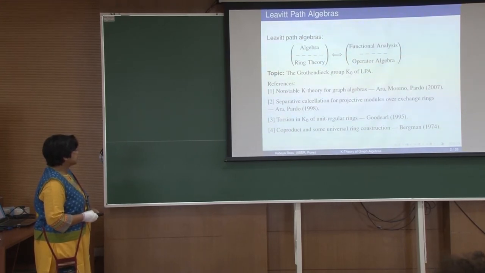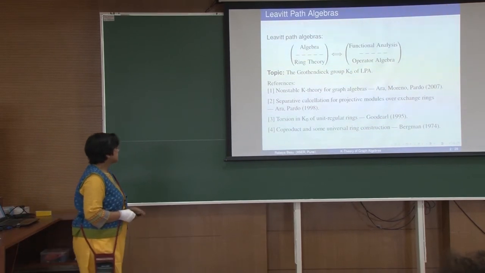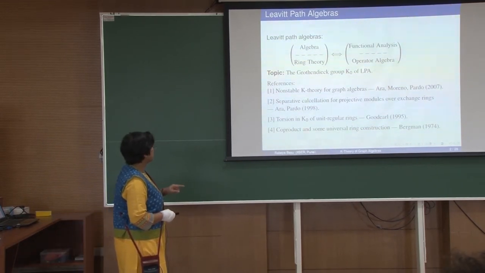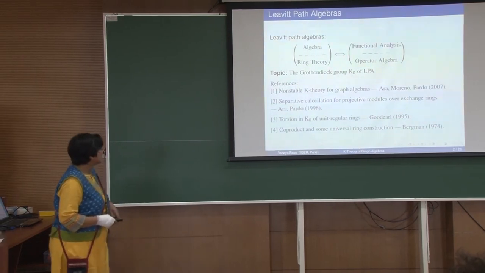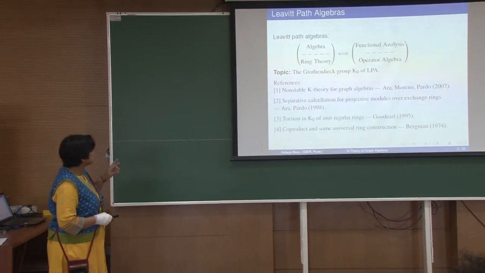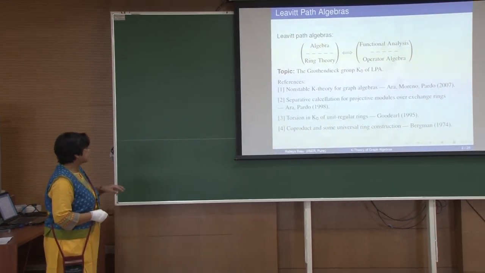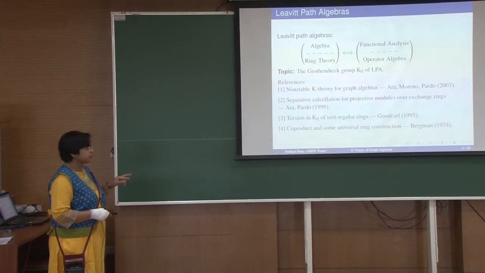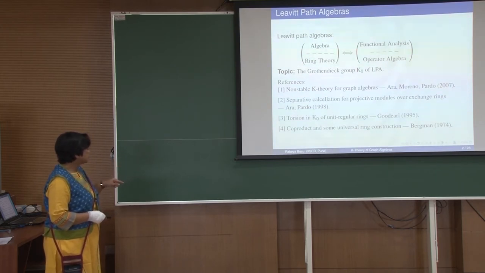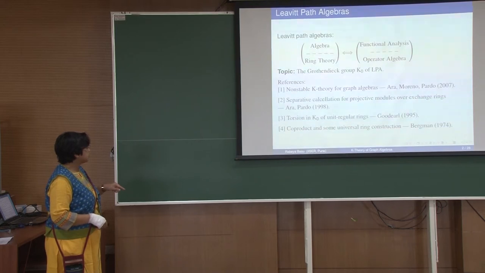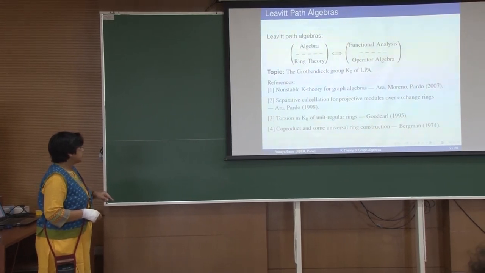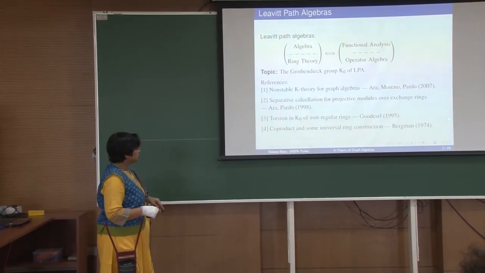Non-stable K-theory for graph algebras by Ara, Moreno and Pardo. Separative cancellation for projective modules over exchange rings by Ara and Pardo. And these two papers use two other papers: Torsion in K-naught for unit-regular rings by Goodearl, for a counterexample, and Coproducts for some universal ring constructions, where a result of Bergman is used.